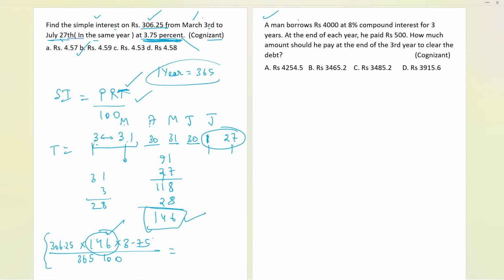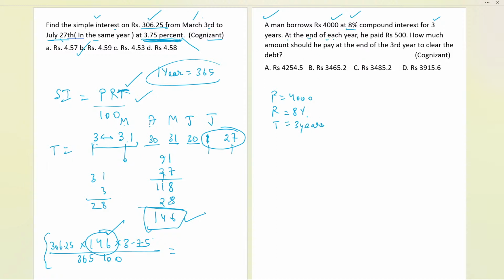Let us see that. A man borrows 4,000 rupees at 8% compound interest. For how many years? Okay, Madan gave the answer. That is great. A man borrows 4,000 rupees, that is the principal. Now, 8% is the rate over here. Now, for how many years? 3 years. Fine. The time is 3 years over here.